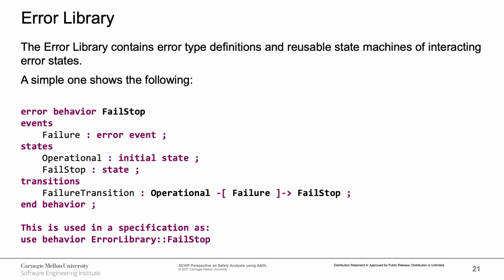We just used fail-stop behavior from Error Library in the previous slide, but let's look at how fail-stop behavior is defined. There's one error event named failure. Just below are 2 state definitions, initial operational state and fail-stop state. Error behavior also lists a transition from operation state to fail-stop once failure error event occurs. This is just a simple example. Error Library contains more error type definitions and reusable state machines of interacting error states.